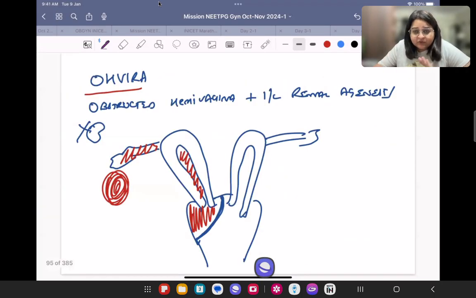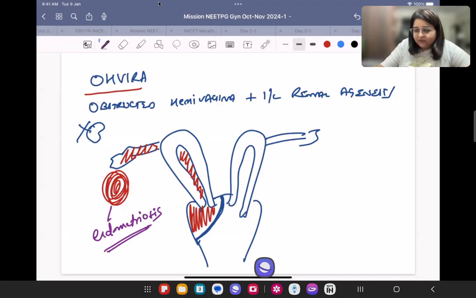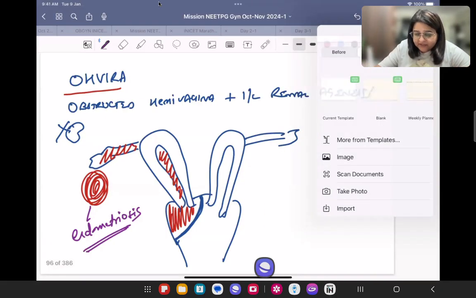Okay. This is the Ovira slide. So you have obstructed hemivagina, which will lead to endometriosis. Okay, that is a chocolate cyst you can see here, because any obstructive Mullerian anomaly can lead to endometriosis. Okay, so let me just make a separate slide for this.